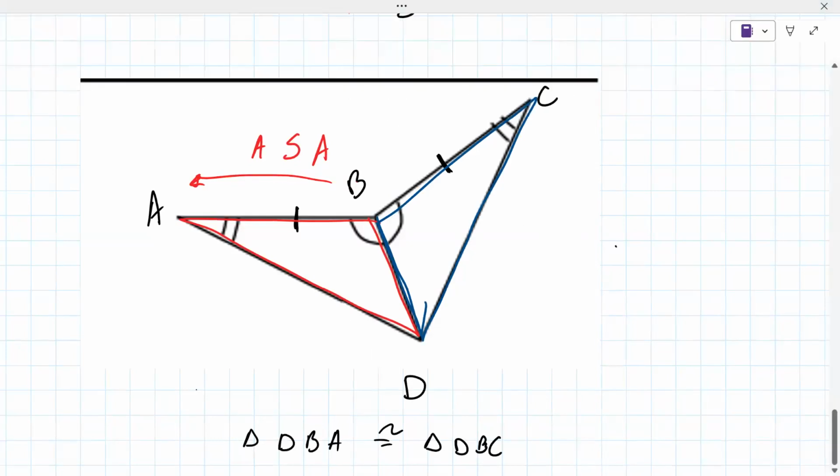Let's look at another one here. All right, none of these are going to work, so let me go grab another one. Okay, so here's another situation that you might encounter.